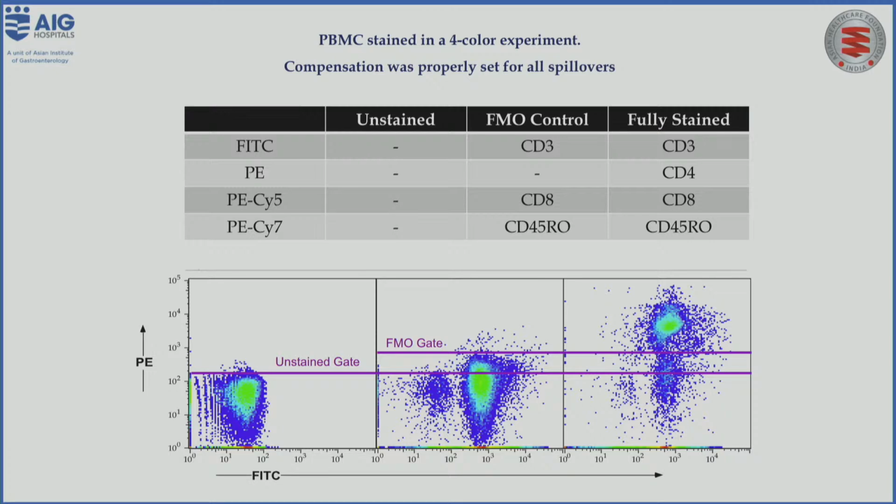So this is the example where the spillovers we are going to compensate using the FMO. Here the PE, phycoerythrin, is stained to CD4, we want to stain with CD4, whereas PE-Cy7 and PE-Cy5 will spill over into the PE channel actually. So to overcome that, first we stain the cells with everything except the PE channel. So we use this FMO gate.